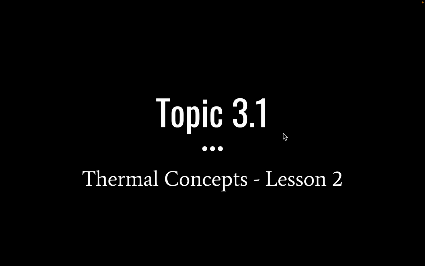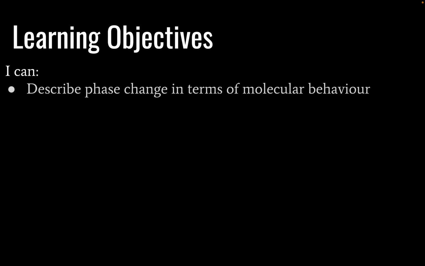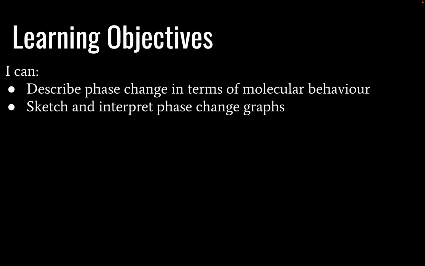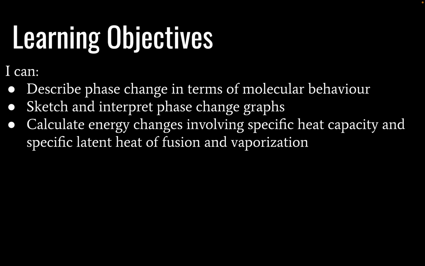Okay, here's topic 3.1. This is the second lesson for thermal concepts, and let's get into it. Our learning objectives today: by the end of this lesson, you will be able to describe phase change in terms of molecular behavior, sketch and interpret phase change graphs, and calculate energy changes involving specific heat capacity and specific latent heat of fusion and vaporization. And I recommend that you do a lot of practice calculation for this topic. A lot. You want to be very familiar with the algebra.